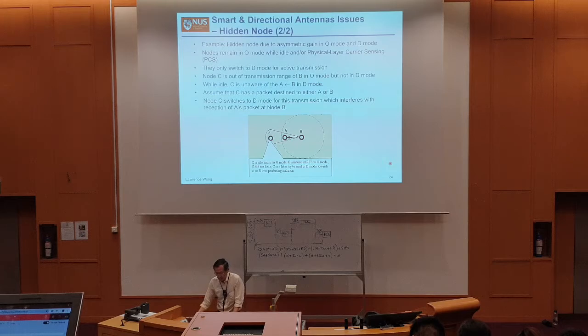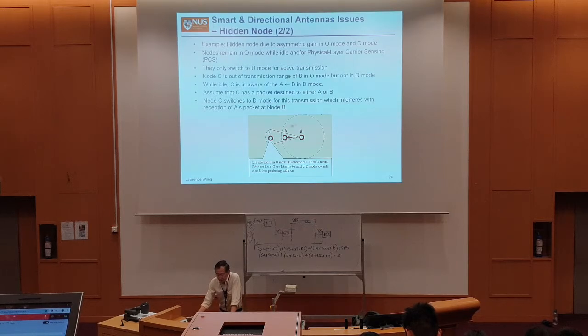So nodes remain in O mode while idle and during physical layer carrier sensing. That means when you do CSMA, carrier sensing, you are in O mode so that you can hear in all directions. They only switch to D mode, directional mode, for active transmission. So long as you're listening, you go to O mode. But when you transmit, you go to D mode.